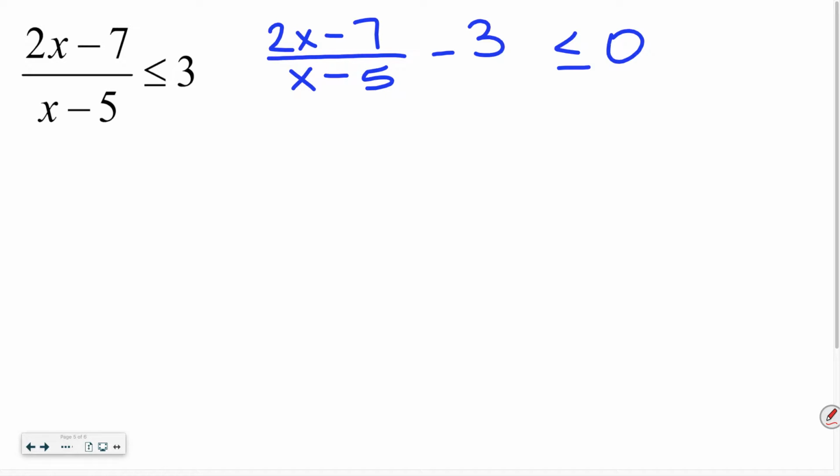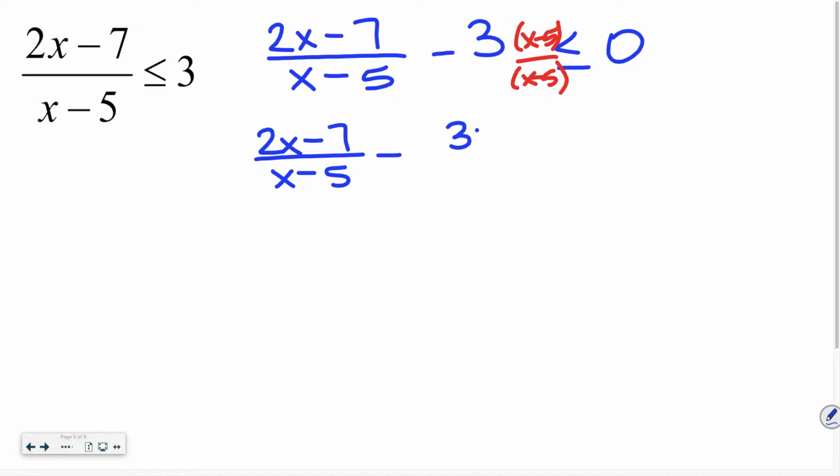The denominator right here is x minus 5. If we want to actually combine these two together, they both need a denominator of x minus 5. So I'm going to multiply 3 by x minus 5 over x minus 5. So what we are working with is 2x minus 7 over x minus 5, and we're subtracting 3x minus 15 over x minus 5.